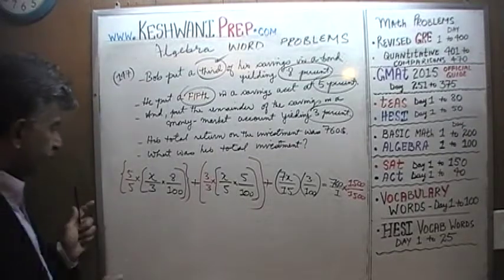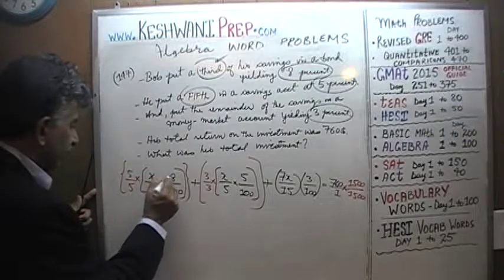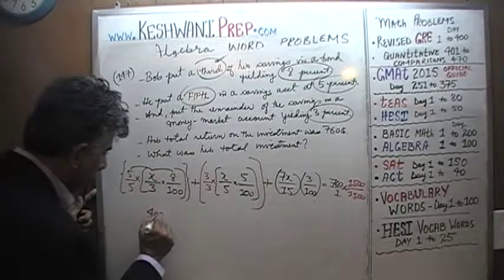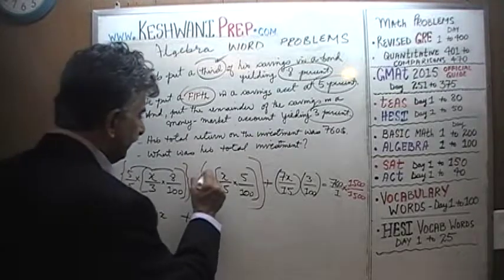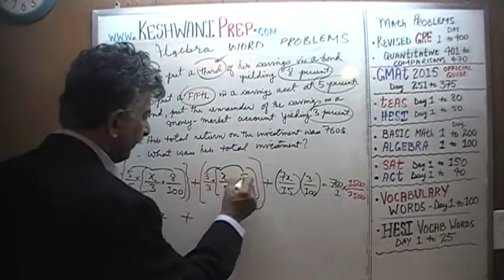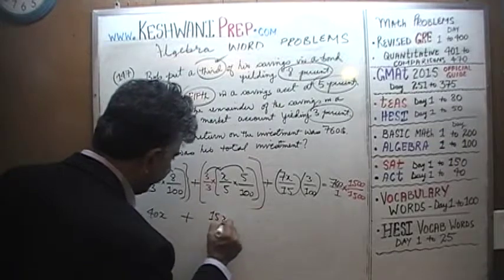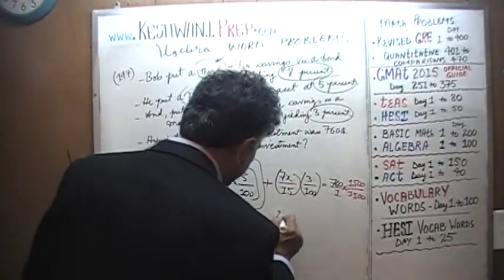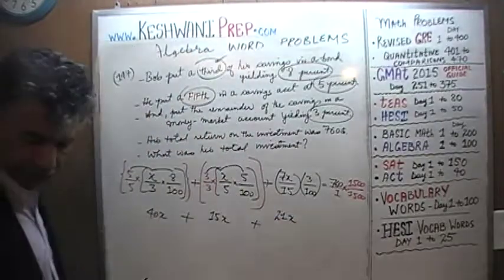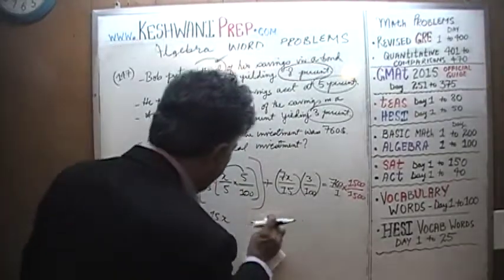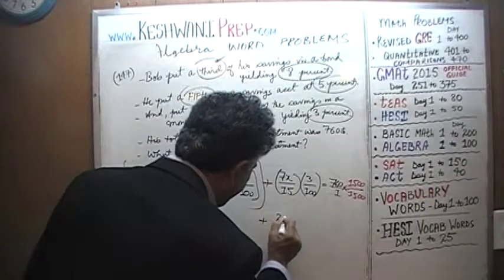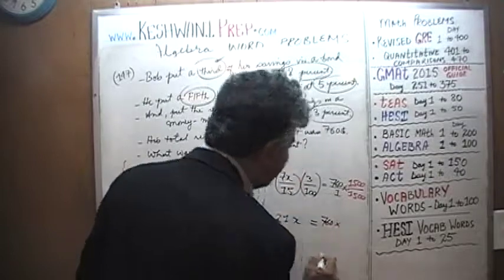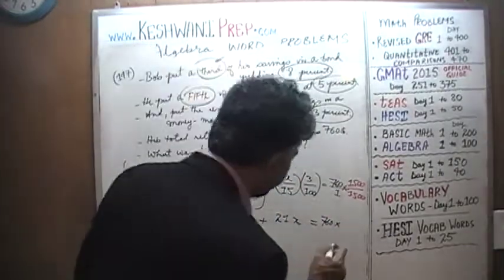So let's get going. We have 5 times x times 8, 5 times 8 is 40. So we get 40x plus 3 times x times 5, 3 times 5 is 15, so 15x, plus 7 times 3 is 21, 21x, and that has to equal 760 times 1500.